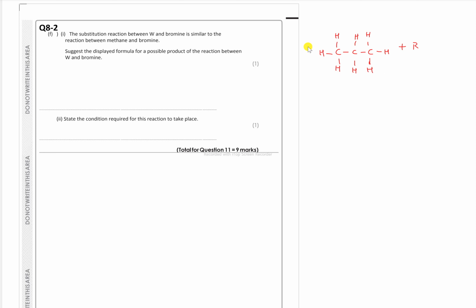Right, we're going to add bromine and we're going to do substitute. So look, what's going to happen is this hydrogen, or any hydrogen we'll just remove, is going to substitute with that. So they're going to swap places. So what I do is I put Br, and I put the H there. There you go. That is the displayed formula there.